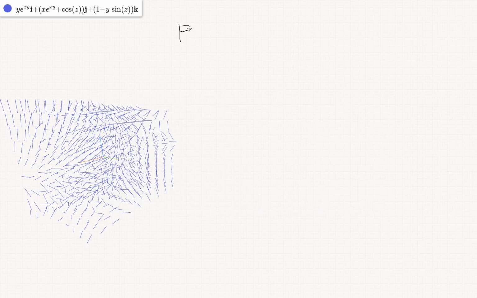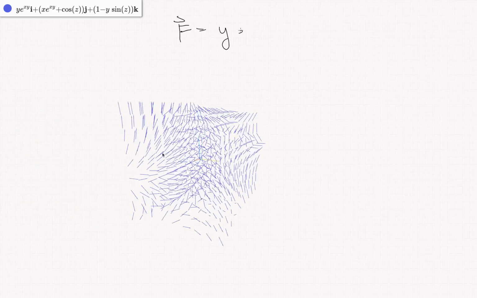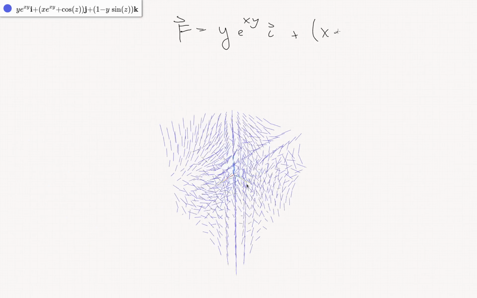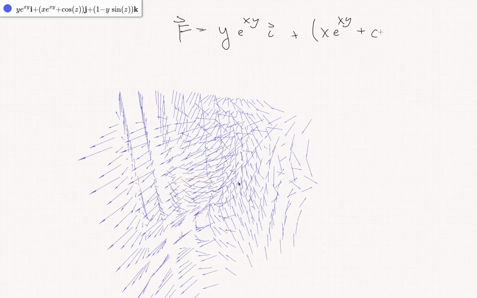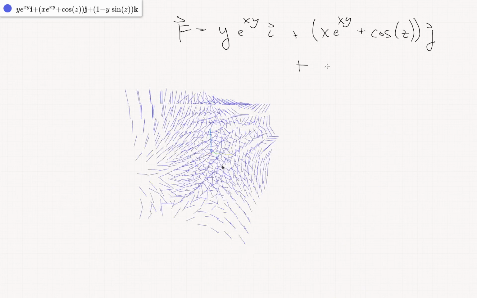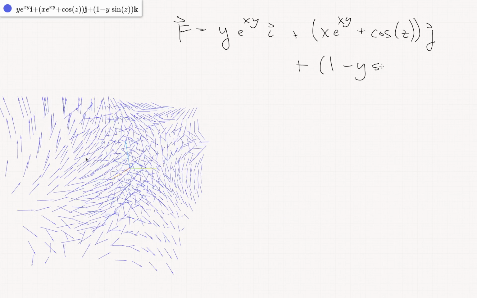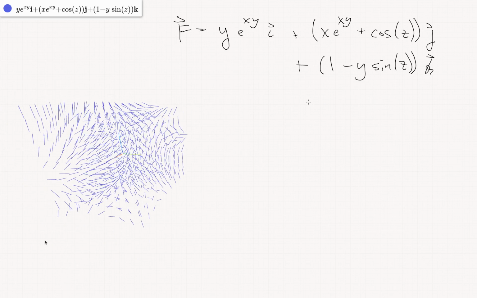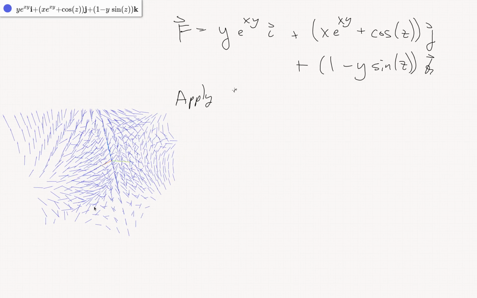So consider the vector field F is y e to the xy i plus x e to the xy plus cos z j plus 1 minus y sine of z k. So that's depicted over here. We want to show that this is conservative and then find a potential function for it. So to show this is conservative, we'll apply the component test.